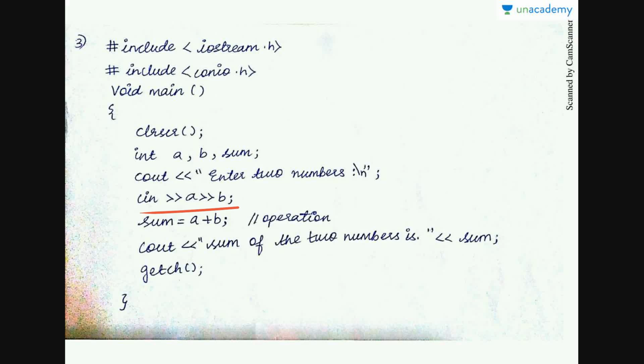Next we perform something which is A plus B, and then assign that to sum. So this is an assignment operation happening. Hence we have commented it as operation. And the output of this will be cout sum of the two numbers is. So this sentence gets printed first, followed by the value. So where is the sum of them stored in? It is stored in a variable sum. Hence this sum, right, the value of that gets printed.